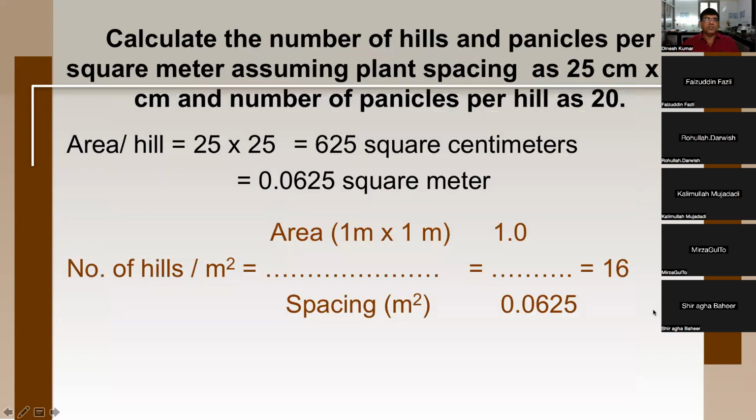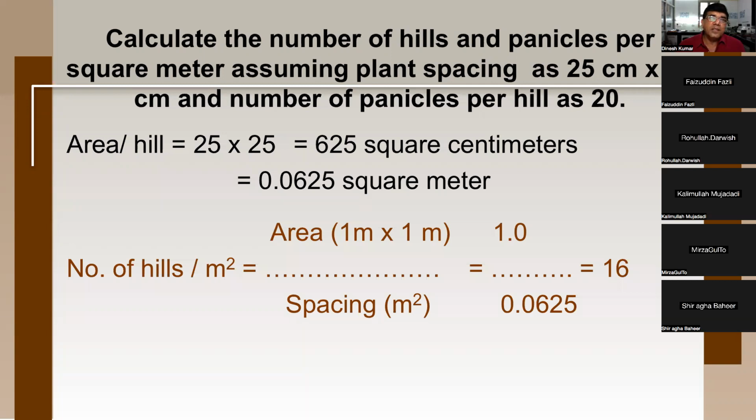So here it is written also. Now there is a numerical problem here. You can see this is a small numerical problem. You can check it. Please note down the answers also because I may give you one exercise here. Calculate the number of hills and panicles per square meter, assuming plant spacing as 25 centimeter into 25 centimeter and number of panicles per hill. At one hill or at one place, the number of panicles is 20.